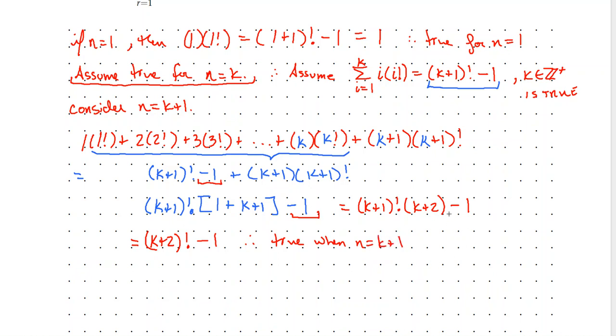So therefore, we are true when n equals k plus 1. Because if n is going to be k plus 1 instead of k, we're going to have k plus 2 factorial minus 1, k plus 1 plus 1, which is true.